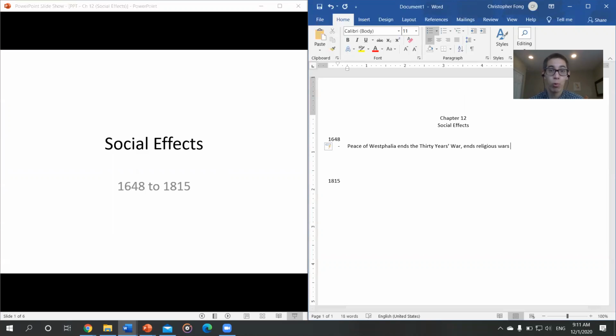And so 1648 is one of those key turning points in European history because it marks an end of 150 years of religious conflict, and it begins to lead to a period of more religious toleration and eventually some social intellectual movements like the Enlightenment.